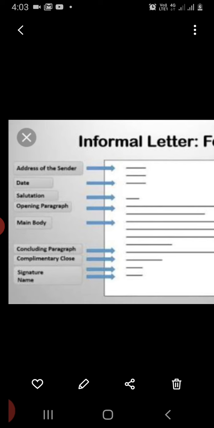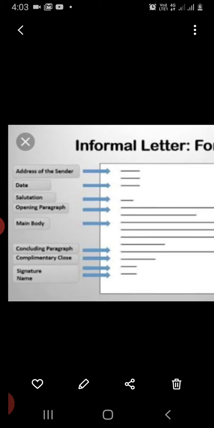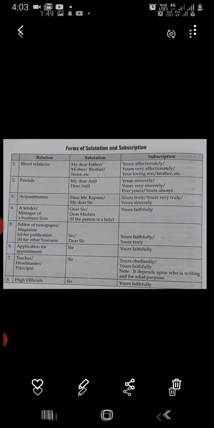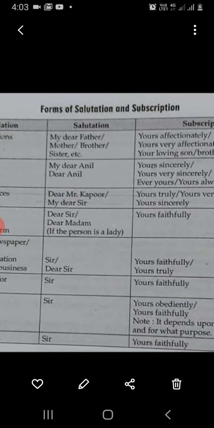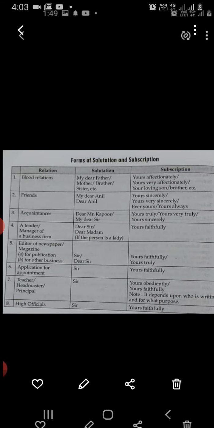After that you have to write the complimentary close. For that you can use yours sincerely, yours very sincerely, like that. And after this you will write the signature and your name. So this is the format of an informal letter. Guys, now here I am sharing a picture. In that you can see the forms of salutations and subscriptions. Go through this chart so things will be more clear, and I hope that both the formats are clear to you.